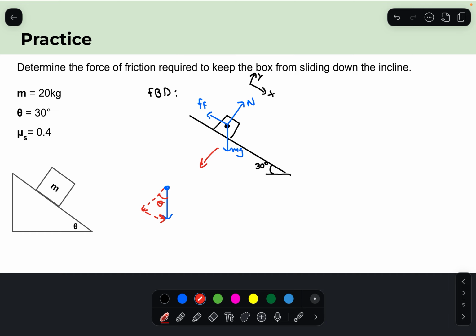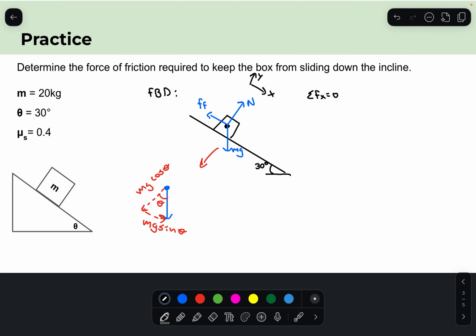Okay, so simple SOHCAHTOA, this is going to be mg cosine theta, and this is going to be mg sine theta. Okay. Now I am set up and ready to do my sum of the forces in the x and sum of the forces in the y. So let's do that. Sum of the forces in the x is equal to 0.